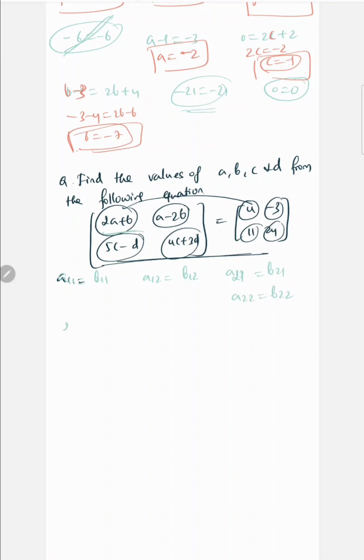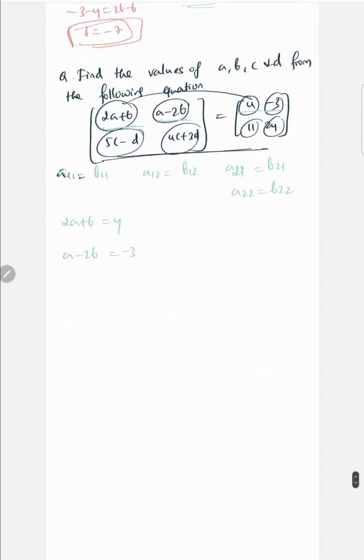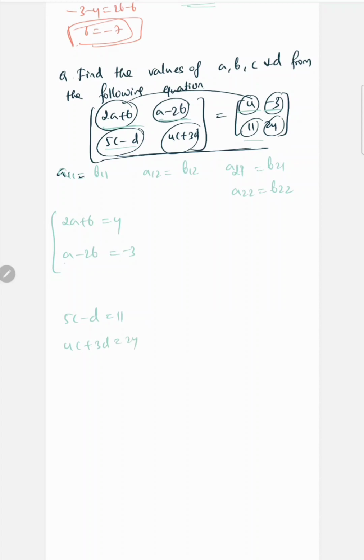So a11 is 2a plus b, and b11 is 4, a12 is a minus 2b, b12 is minus 3. So we got two equations, and from the other two, 5c minus d is equal to 11, 4c plus 3d is equal to 24. So we write this equation for a. So a is equal to minus 3 plus 2b. Putting this in the first equation, 2 into minus 3 plus 2b plus b is equal to 4. Minus 6 plus 4b plus b is equal to 4.